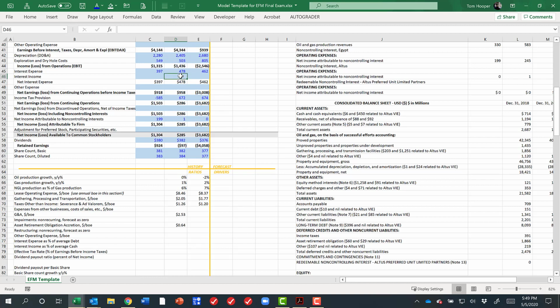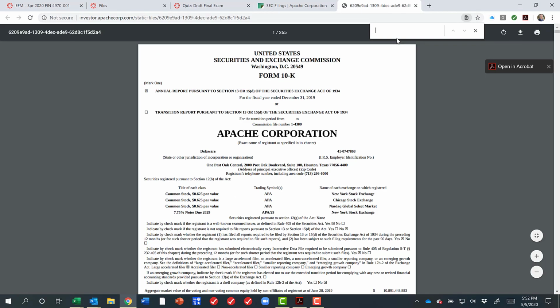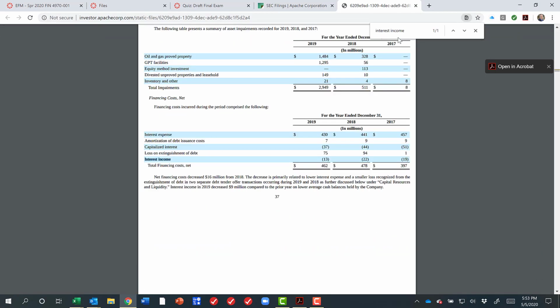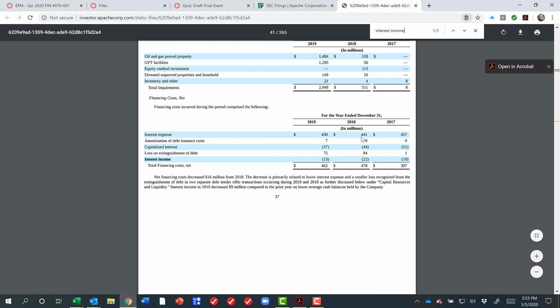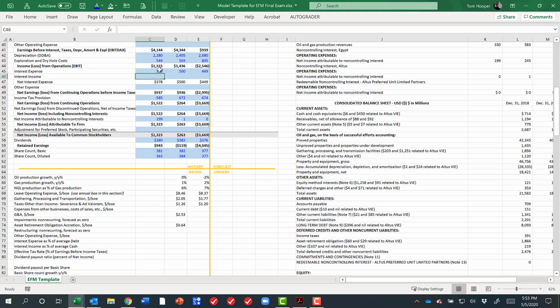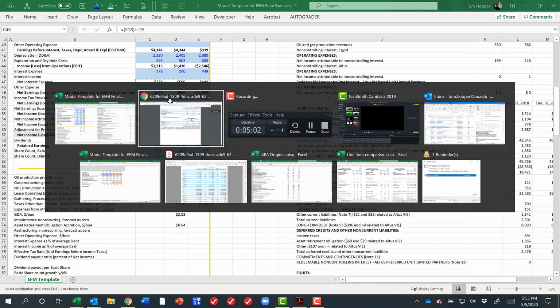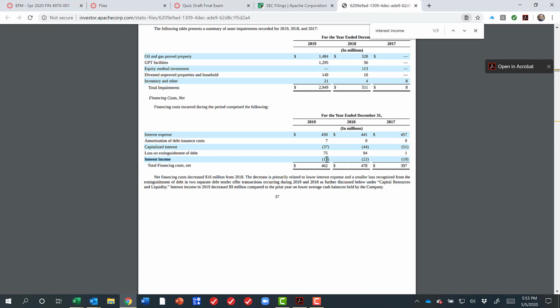Now I need to go into the 10K and see if I can find interest income. Interest income, and there are 3 returns on that. The first one shows up in this table that gives us interest expenses of different types, and then interest income. And they net out to 462, 478, 397. And those are these 3 numbers that we got from over here. So if I take those and copy paste them as values, then I should be able to come here and take the 19, 22, and 13.